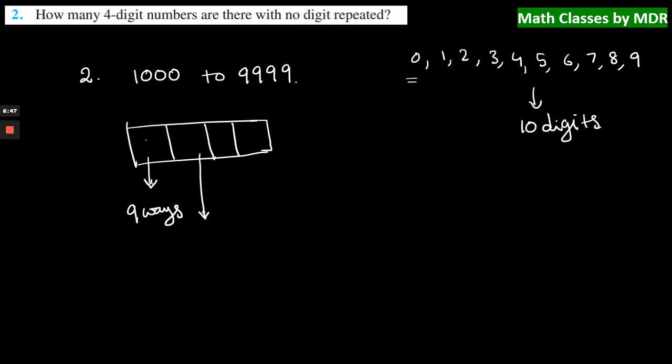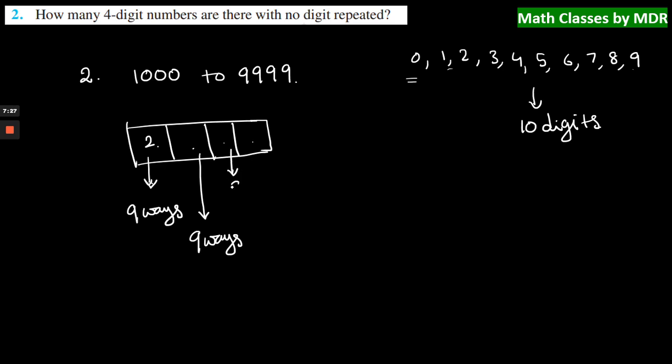How many ways can we fill the second box? Let us say I have used a 2 in the first box. Now how many digits are available? If you count from 1 to 9, there are 8 digits available. But what about 0? Can I use 0 here? Of course I can, right? 0 can be used in the tens place, units place, or hundreds place, but not at the thousands place. So now 0 is also available. Apart from 2, all remaining digits are available to fill this second box, so we can fill it in 9 ways. What about this third box?